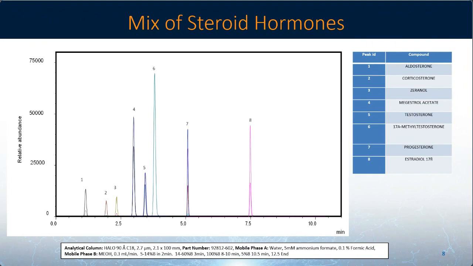Okay, our next example is a mix of steroid hormones. This is an 8-compound panel. This is done in just over 7.5 minutes, and these steroids were clearly separated. It's a very fast separation, and it's a very clean separation. These particular steroids were chosen because they commonly will arise in meat. You will see them sometimes.